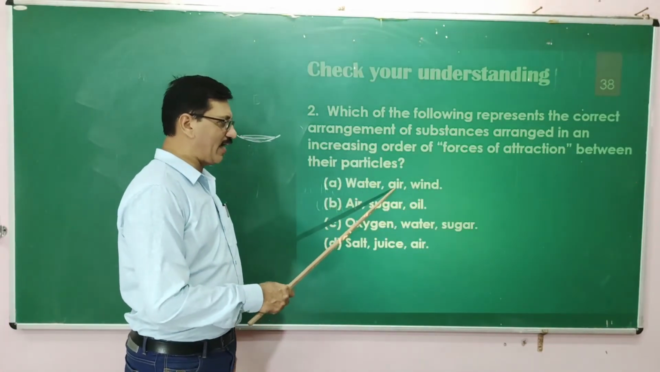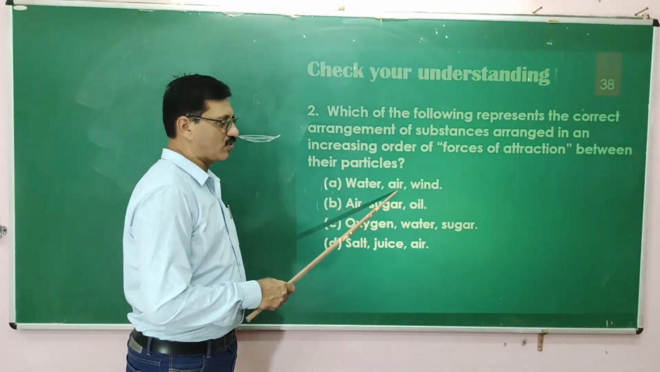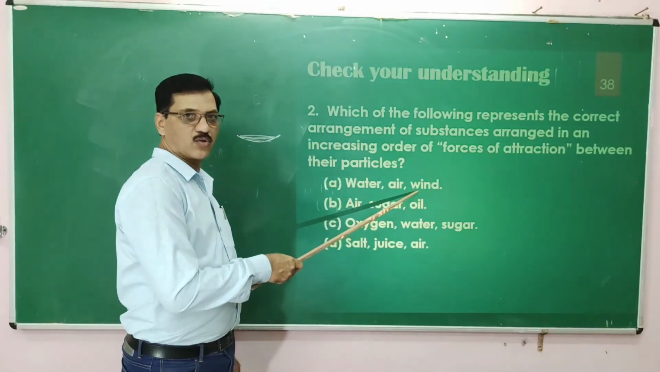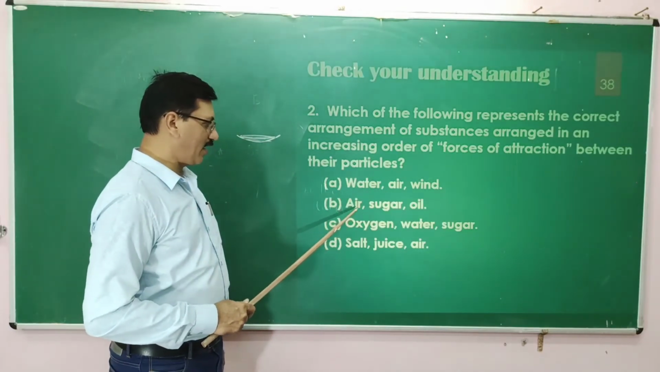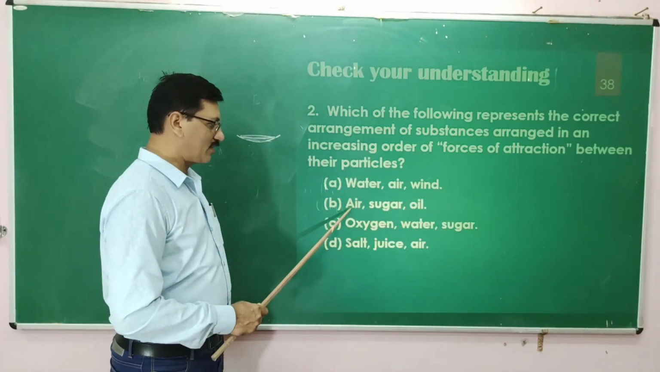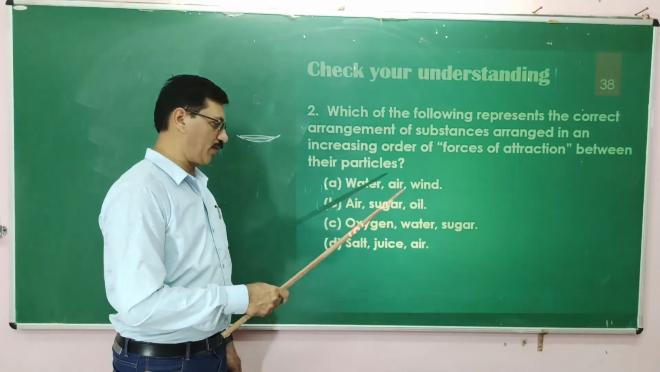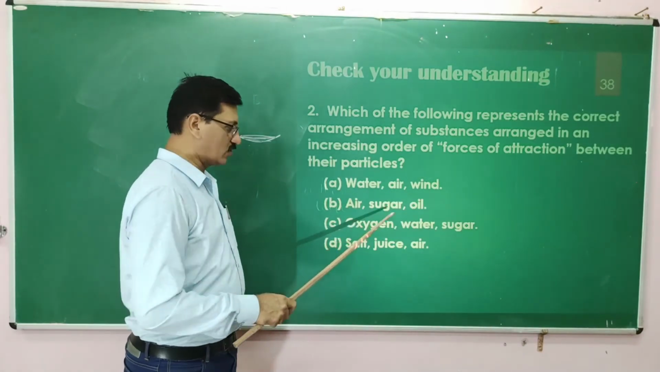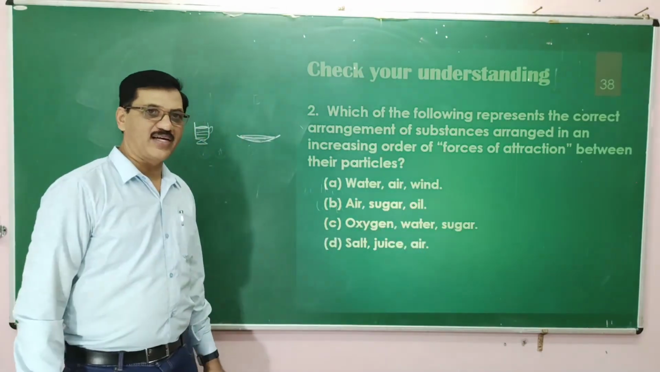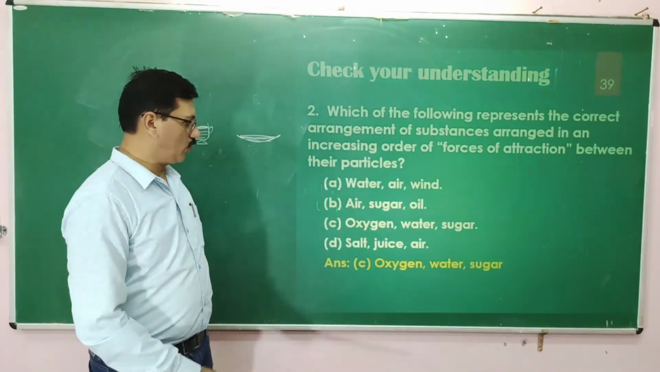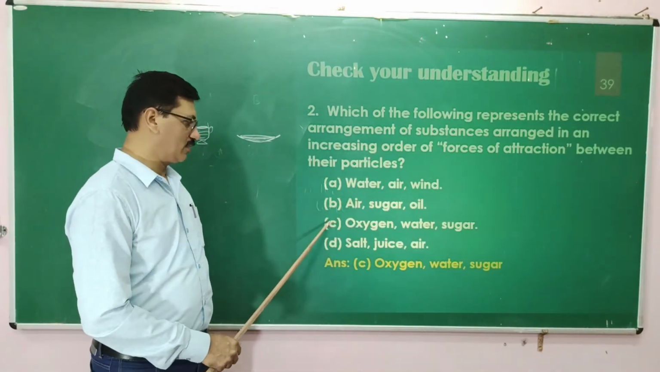Water is liquid, air is a mixture of gases. Wind is also a form of gas only. Now we cannot distinguish. Here, air, sugar, oil. Air is gas, sugar is solid and oil is liquid. Again, solid has come in between. But in the case of oxygen, water, sugar: gas, liquid, solid. So from gas to solid, the force of attraction increases. Right? Therefore, oxygen, water, sugar. This is the answer. That is, C is the answer.